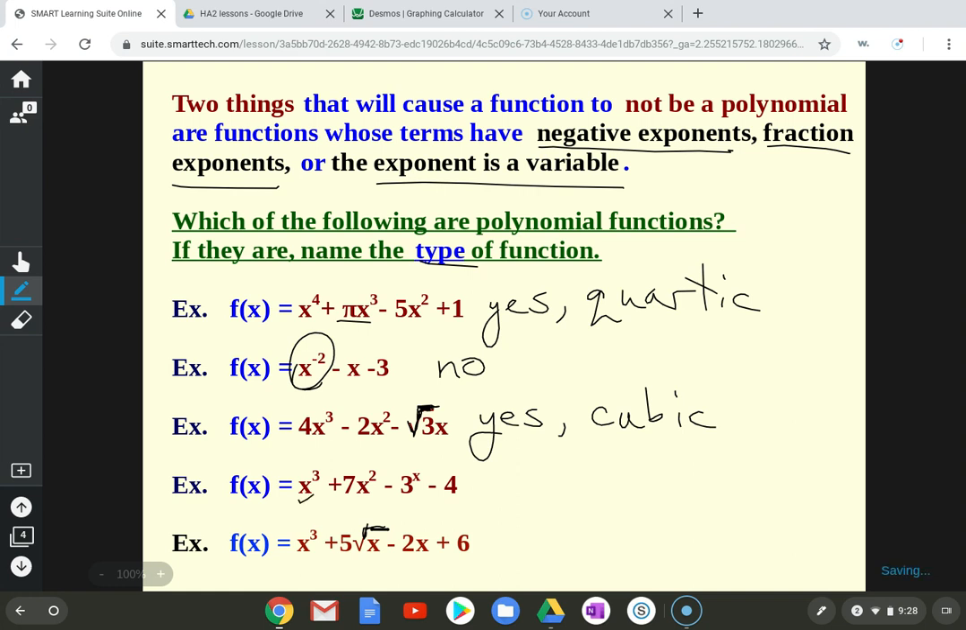This guy looks okay. Uh-oh, we have a problem right here. When we have a variable in the exponent, it is not a polynomial. 3 to the x is an exponential function, so this would not be a polynomial. Last one, x cubed is fine, negative 2x is fine, 6 is fine, but uh-oh, this right here, square root of x, is the same thing as x to the 1/2 power. And because of that, we can't have fraction exponents, and therefore, no, this is not a polynomial.